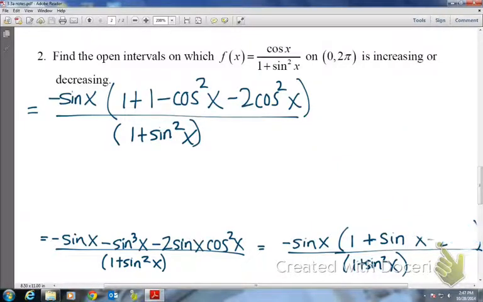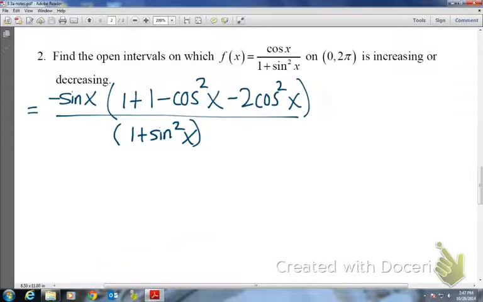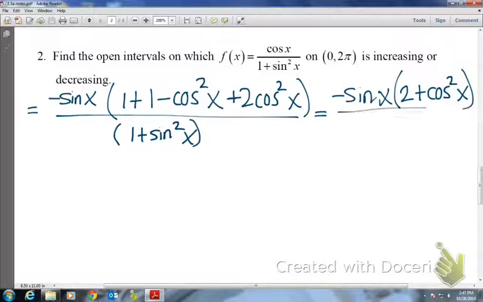Erase this down here. And last but not least, this is the last thing we're going to do to simplify. I can add my ones together and I can combine those cosine squareds. So I get negative sine of x times 2, minus, is that minus? Oh, this is supposed to be a plus here. 2 plus cosine squared of x, all over 1 plus sine squared x.